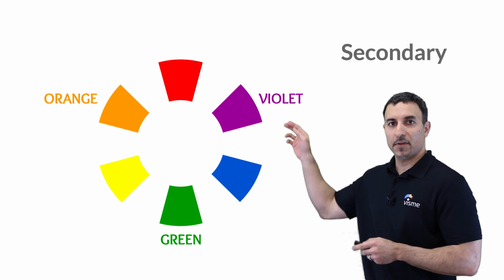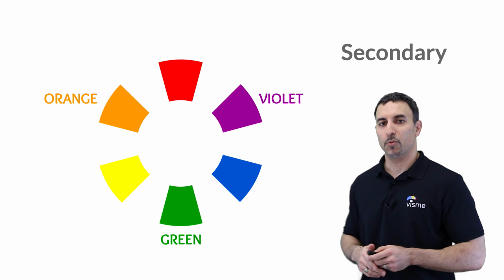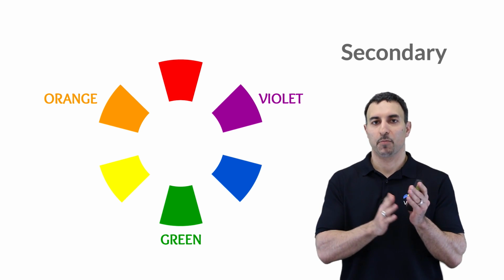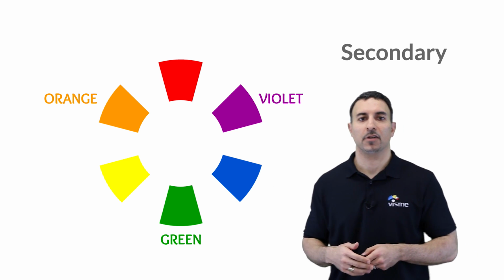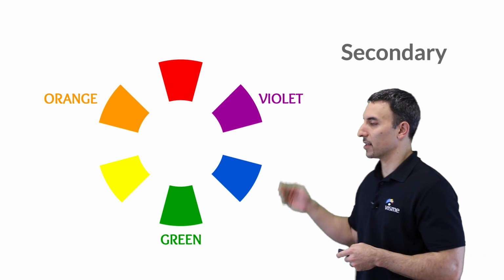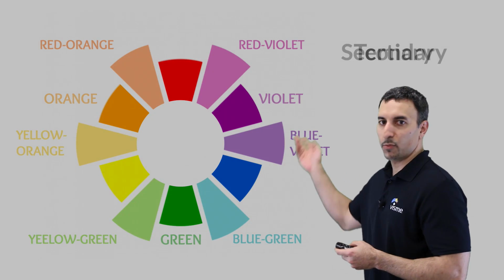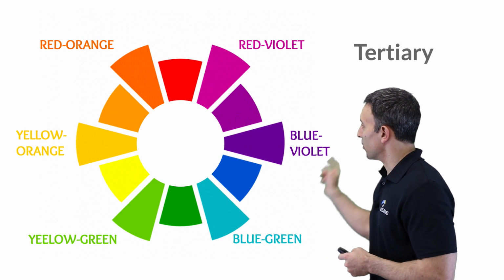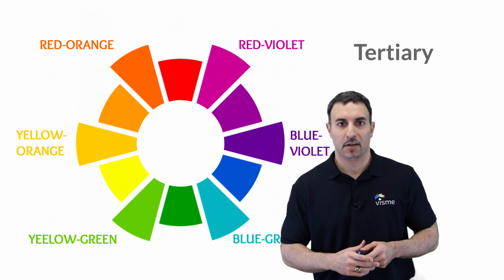And then we have a little bit of a gap left, and to fill that gap, we want to combine a primary and a secondary color. So if we take the red and we take the violet and we combine it together, we're going to end up with a red-violet, and so forth. So that's actually filling up our color wheel.